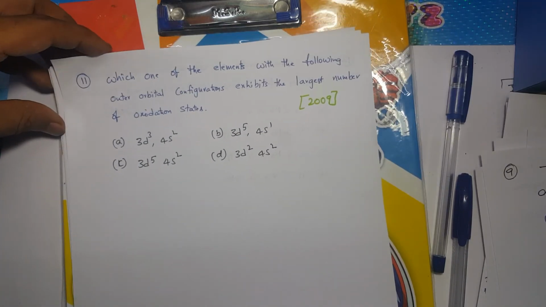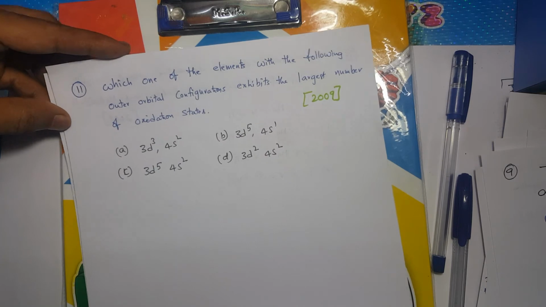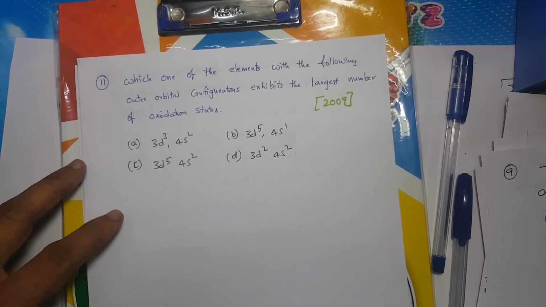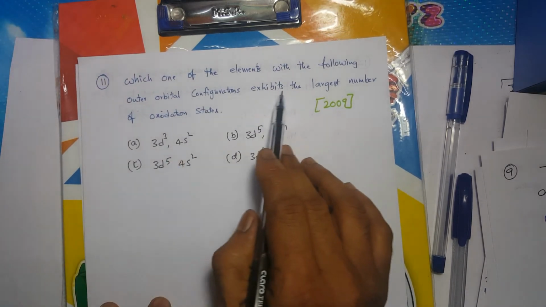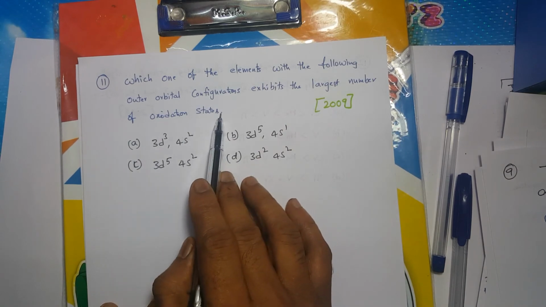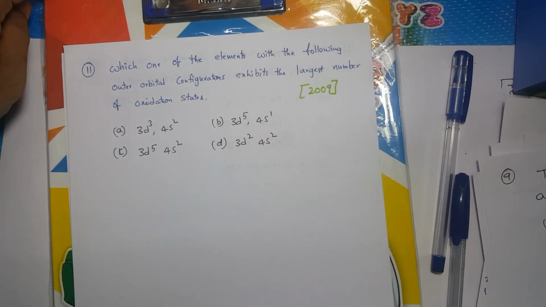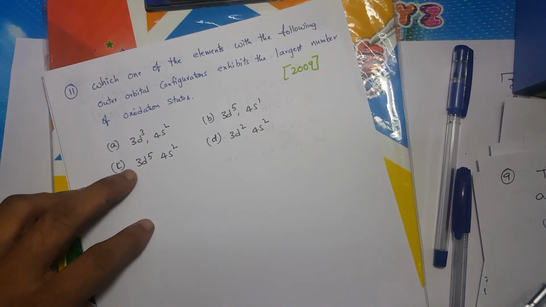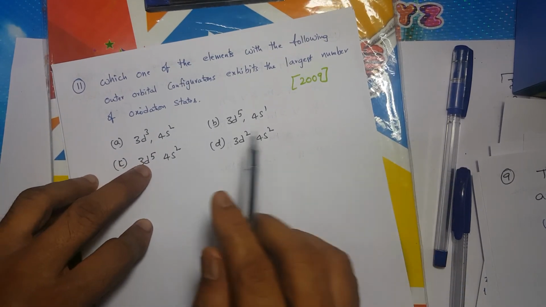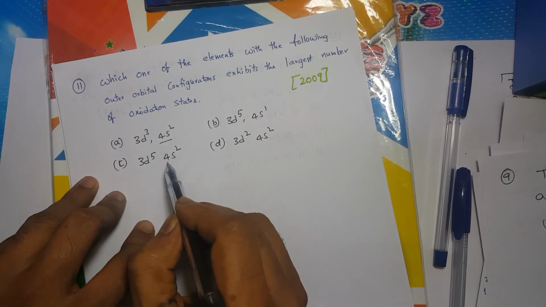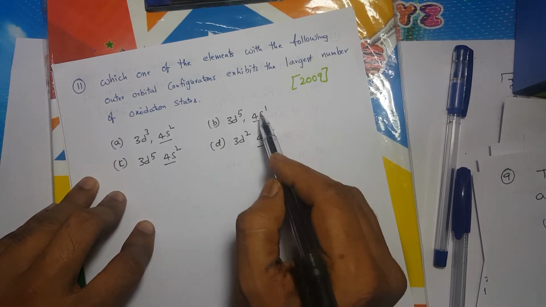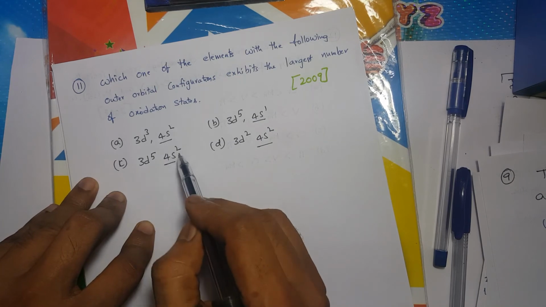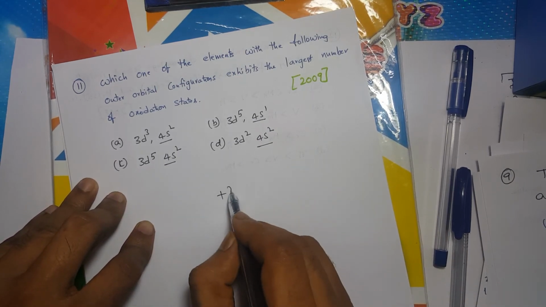Okay, the next one: which of the elements with the following outer orbital configurations exhibits the largest number of oxidation states? How can you find out? The minimum oxidation state is equal to the number of electrons present in the ns orbital. How many electrons are present in 4s? 2. That means the minimum oxidation state is +2.